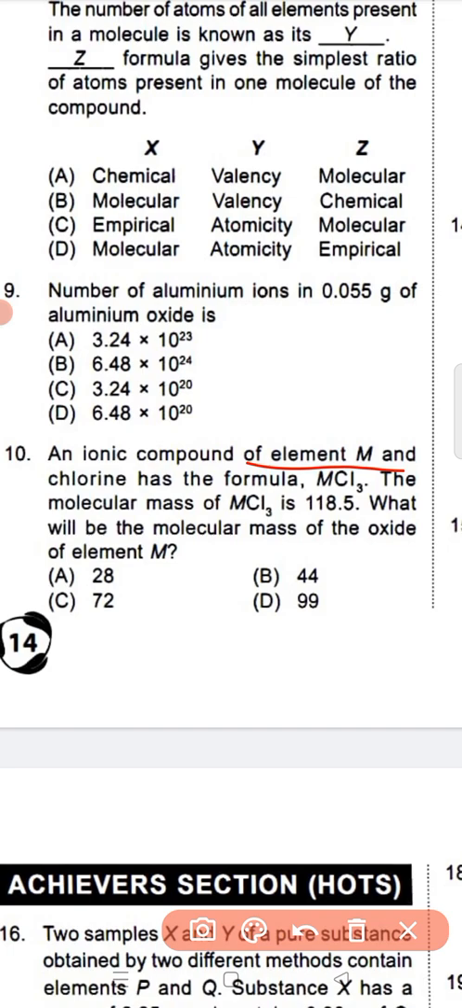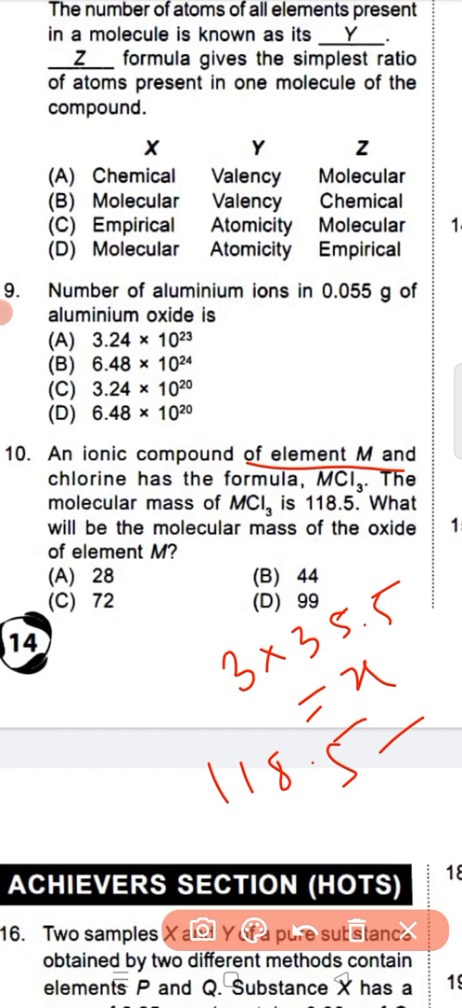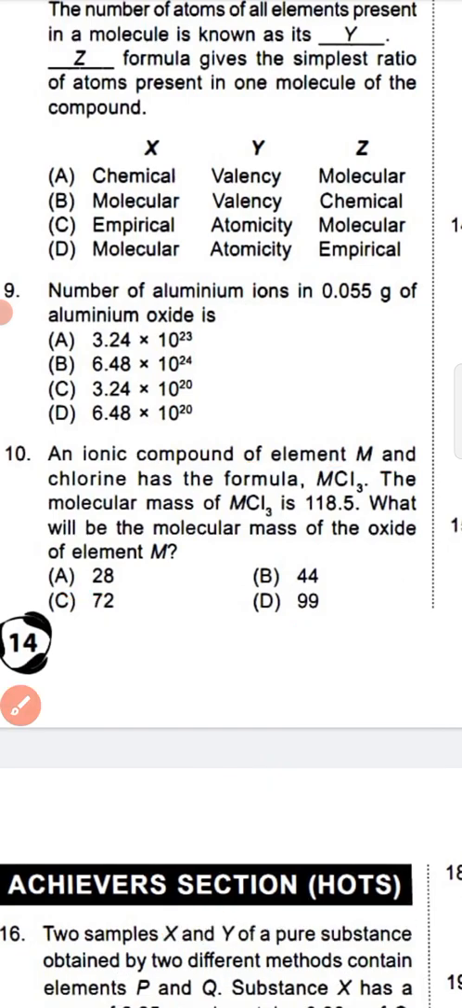So in MCl3, Cl means 35.5. So if we do 3 into 35.5, we will get the result. Then 118.5 minus 3 into 35.5 gives the atomic mass of M, and it will come to 72. So question number 10, option C is the correct answer. I think all of you can understand 10C is the correct answer.